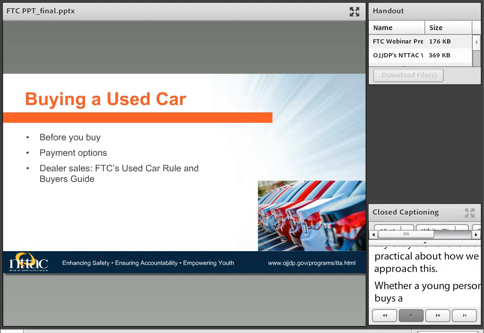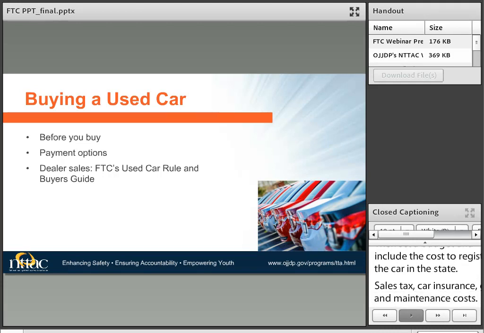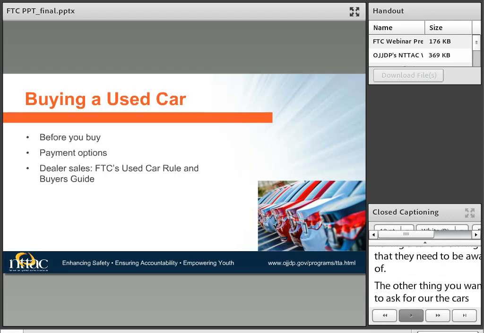Kids see a car and they're like, I can afford that, I can afford that. But then there are all these other costs associated with having a car and driving it that they need to be aware of. The other thing that you want to ask for are the car's maintenance records. Has this been maintained well? Have there been any problems associated with the car? You want to determine the value of the vehicle before you negotiate the purchase. There again, they need to get that emotional thing out of the way.